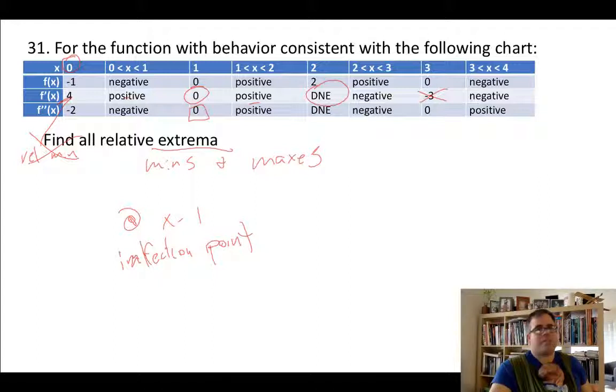The derivative isn't defined at 2, but it does go from positive to negative. So you probably have something like that with a corner here. But in any case, positive to negative, so at x equals 2, you have a relative maximum. And that's really the only one we've got.